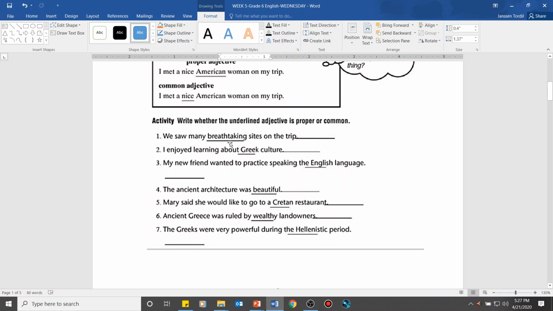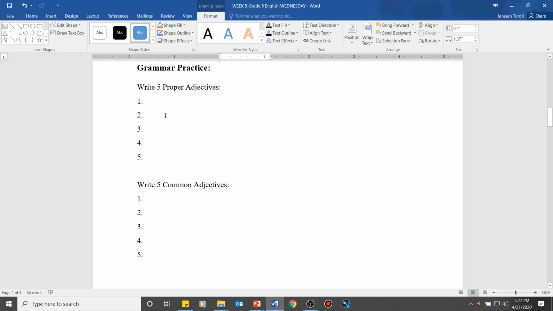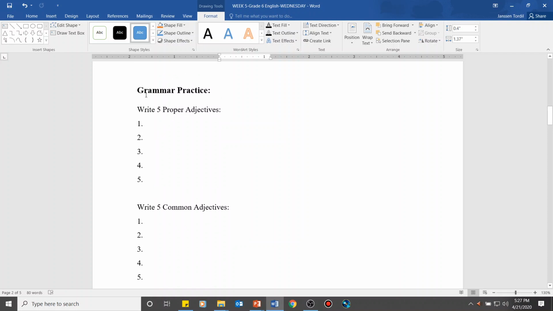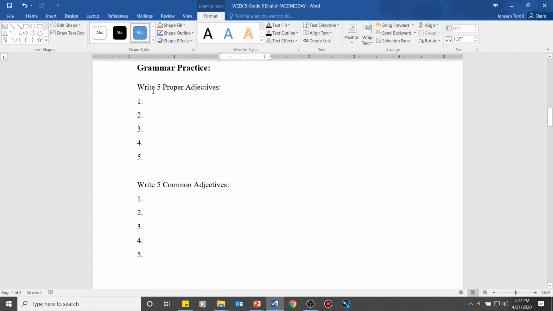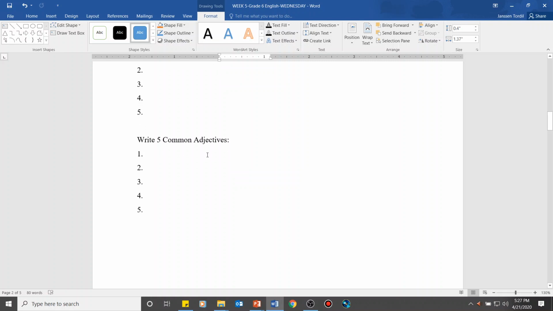If this underlined word is proper, write proper here. If this underlined word is common, then write common in the spaces provided. Now this is what I was talking about quite a while ago. So we have grammar practice number 1. Here you write 5 proper adjectives, quite easy, and write 5 common adjectives here.